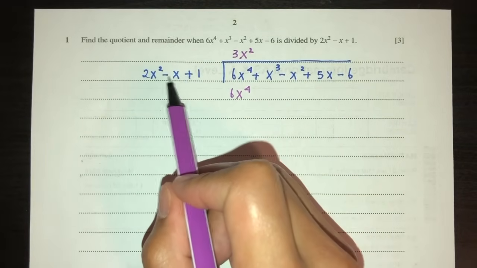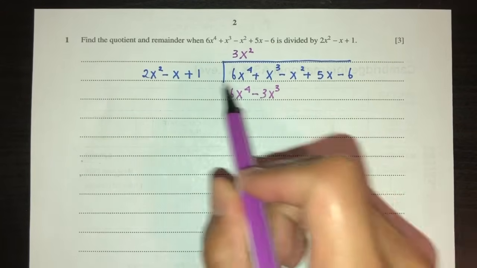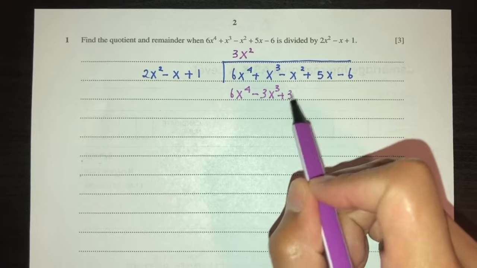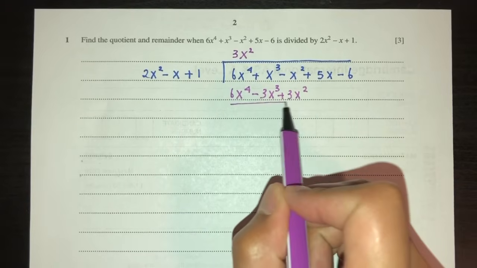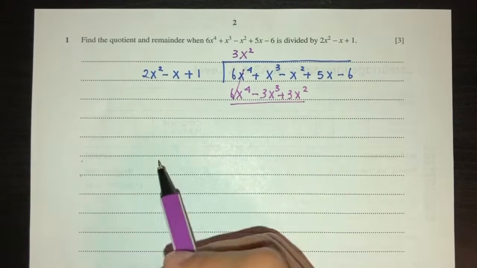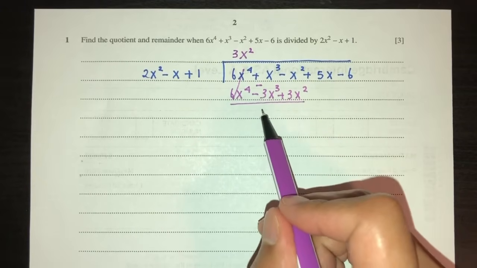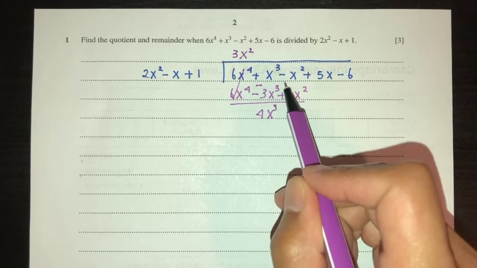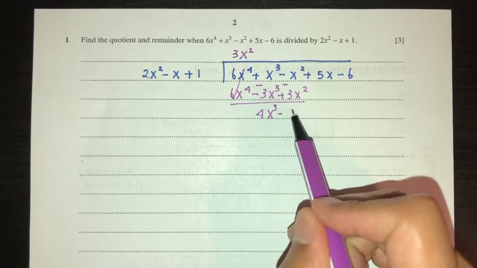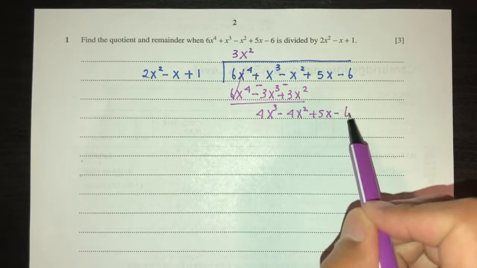Same thing, minus x times this will become minus 3x cubed and plus 3x squared. So simplify, we have to minus everything. So minus this goes away. So plus x minus becomes plus. So minus becomes minus 4x squared plus 5x minus 6.